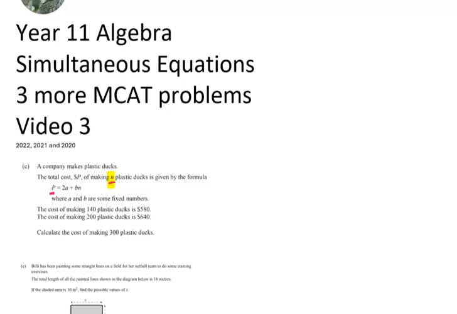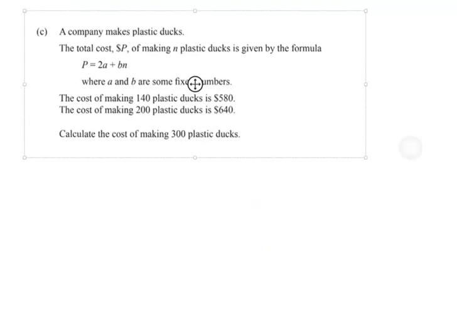So then we're told the cost of making 140 plastic ducks is $580, and the cost of making 200 plastic ducks is $640. So in that first one, the number of plastic ducks that we're making is 140, so N is 140. And in the second one, N is equal to 200. Once you understand that, we can put this information into that equation and solve simultaneously. We can get A and B, and then use that to work out the cost of making 300 plastic ducks. Okay, so here's the question done a little bit bigger.